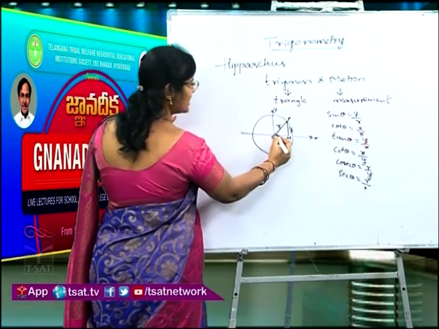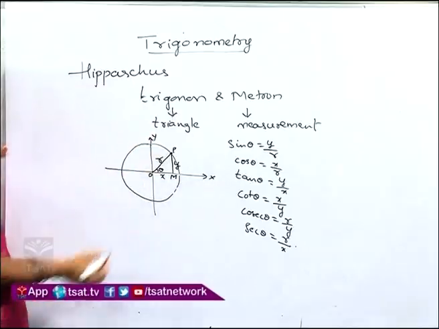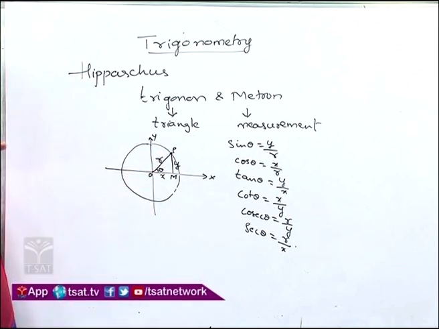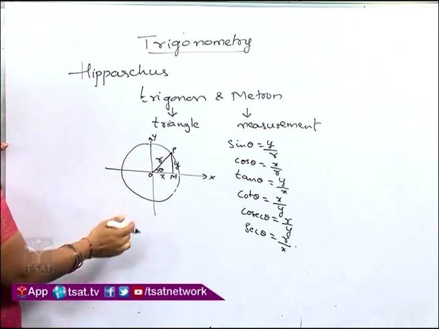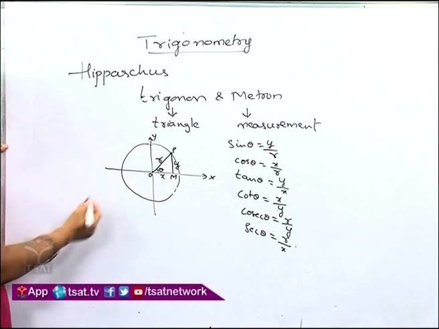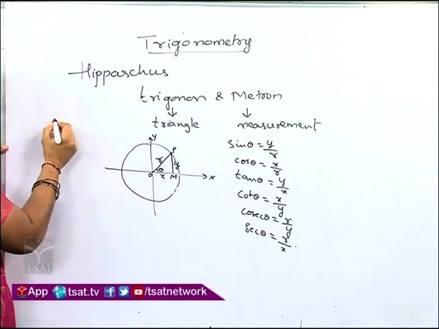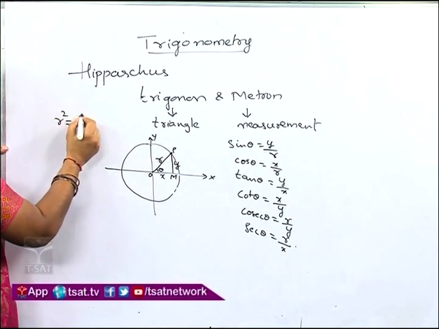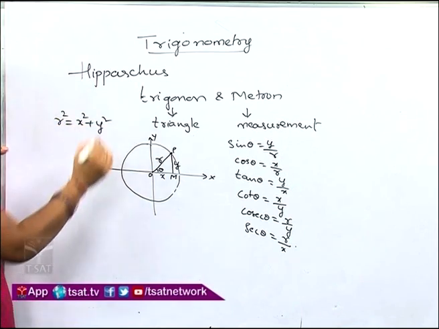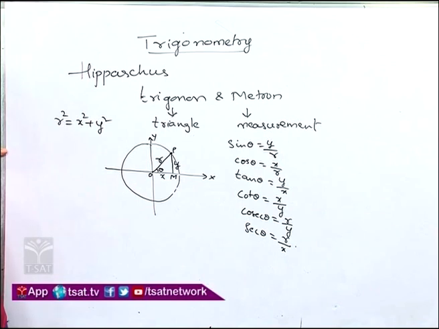Now children, what is the angle it is making? Theta. OP is making an angle theta with the x axis. From this right angle triangle we can also write that the hypotenuse square, that is r square, equals the sum of the squares of the other two sides. Okay children.